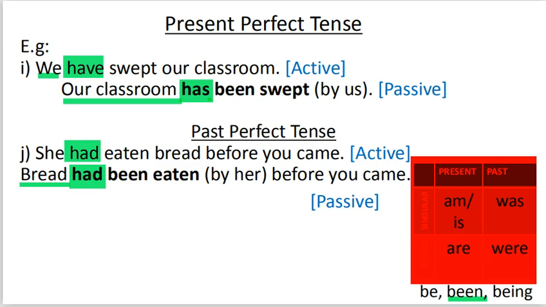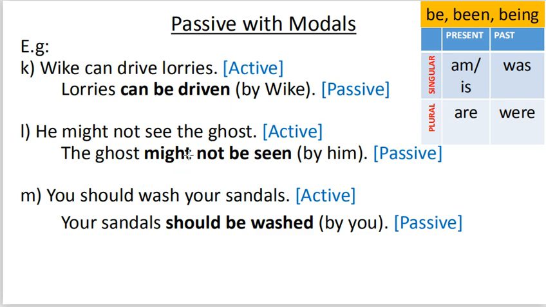To example K. Here we are talking about passive and the modal verbs. Wike can drive lorries. That is the active sentence. It becomes lorries can be driven by Wike. In this case, we do not change the modal verb. The same modal verb that we have in the active sentence is repeated in the passive sentence. No change, no modification. If it is can, we also use can in the passive voice. If it is might in the active voice, we're also going to repeat might in the passive voice. If it is should that we have in the active voice, we are going to repeat the same should, the same modal verb in the passive voice.